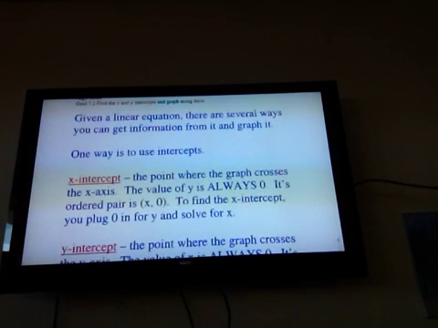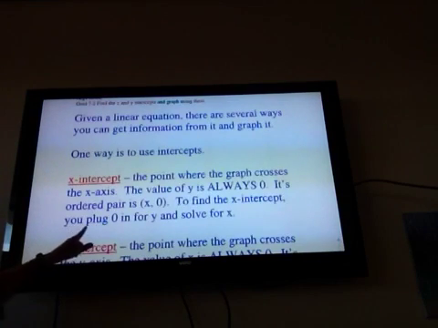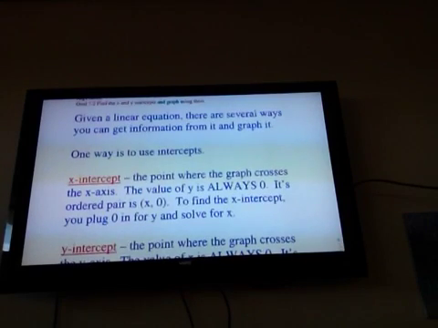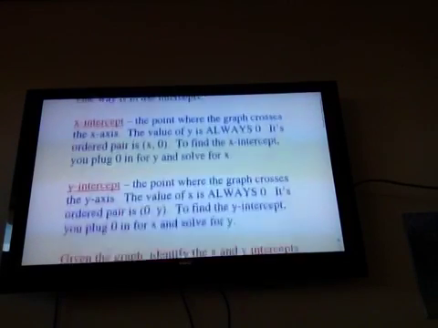Okay? The x-intercept is a point where the graph crosses the x-axis. So wherever it's crossing the x-axis, the value of y is always 0. So the ordered pair for the x-intercept is some number x, y is always 0. To find the x-intercept, you're going to plug 0 in for y and solve for x. You'll see me do all that in a second. A lot of words there.